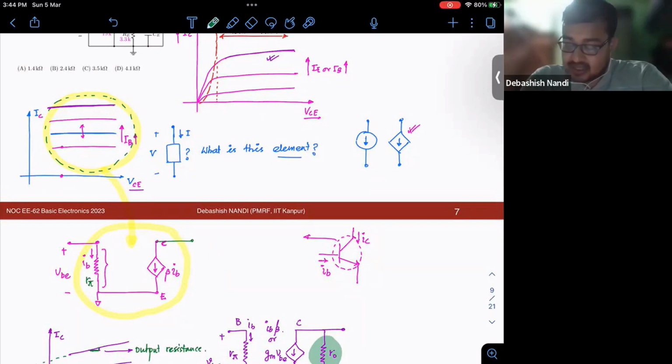Then what happens? You see that your lines are not with a zero slope, right? It has certain slope. To encounter that slope, you need to find out how a slope in the IV relation can be taken care of. That can be taken care of by simply putting a resistance, right? So that is how the small signal circuits have come about.